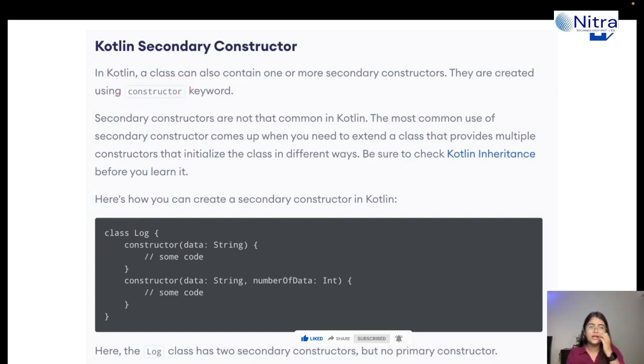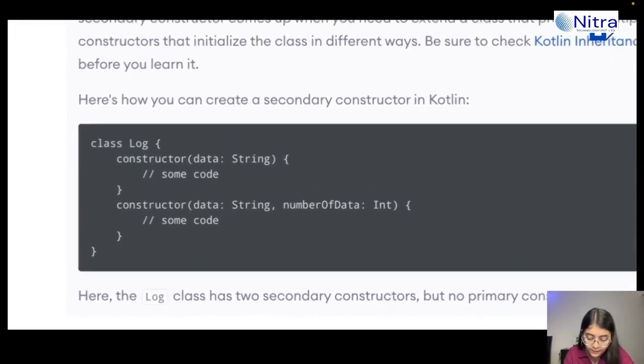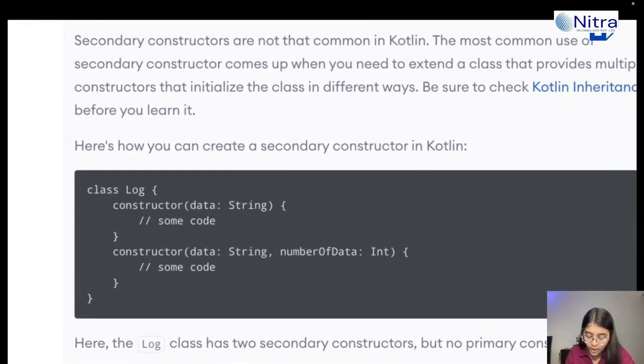Secondary constructors are not that common in Kotlin. They are not heavily used, but it's important that you understand what Kotlin secondary constructors are. The most common use of a secondary constructor comes up when you need to extend a class that provides multiple constructors that initialize the class in different ways. So here you can create a secondary constructor in Kotlin this way.